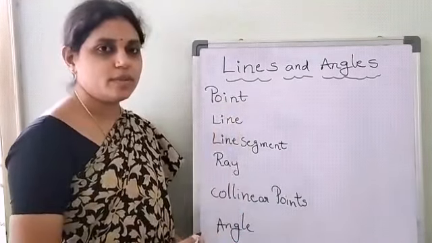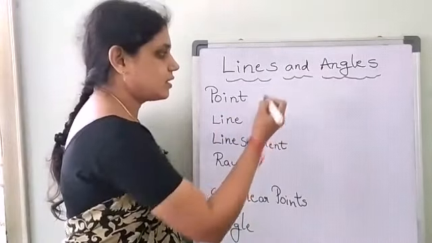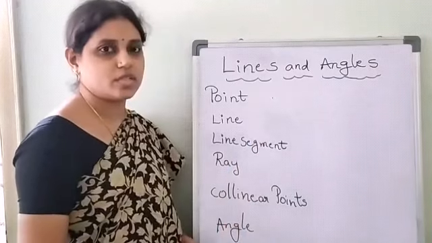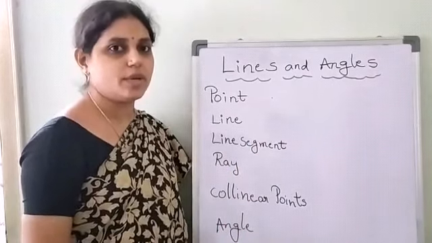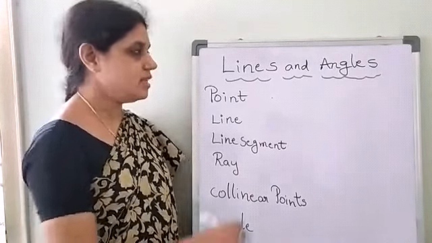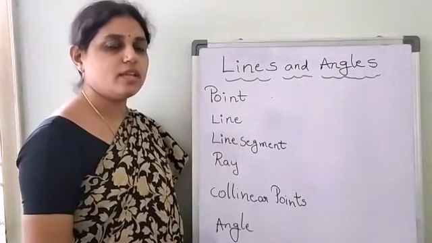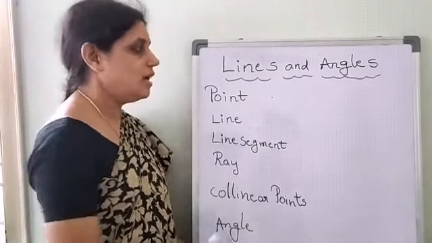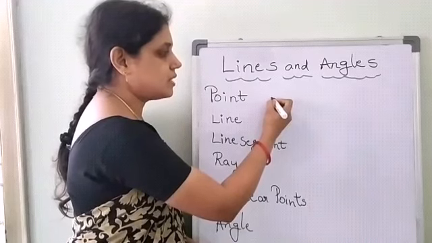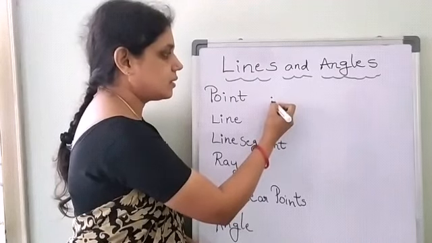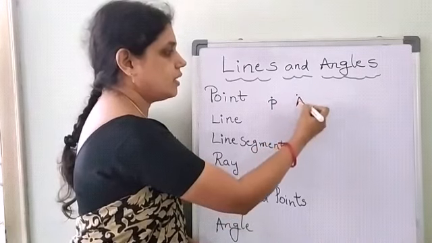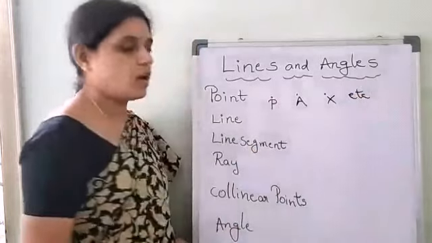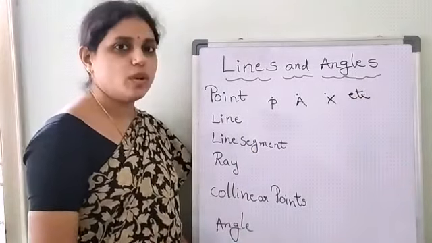So point means what? It is just a dot which is not having any dimensions. Dimensions in the sense length, breadth and height. So point is just a dot which is not having any dimensions, length, breadth and height, dimensionless we can say. In general points are represented with capital letters like P, A, X, etc. These all are points.